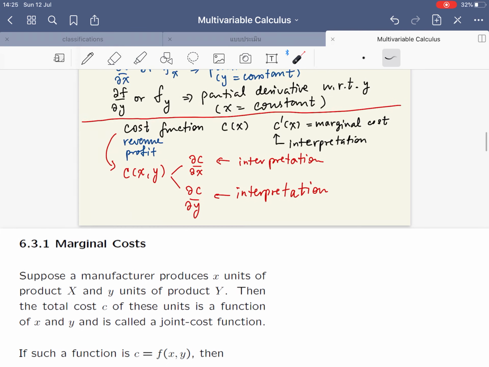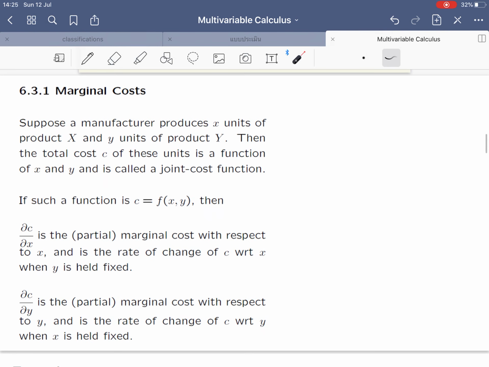Suppose that a manufacturer produces x units of a product X and y units of a product Y, and the total cost to produce these two products is a function of x and y. This is called a joint cost function. So a joint cost function depends on x and y. Usually we write C equals f of x, y. The derivative with respect to x is the marginal cost with respect to x, which is the rate of change of the cost as x changes but y is fixed.